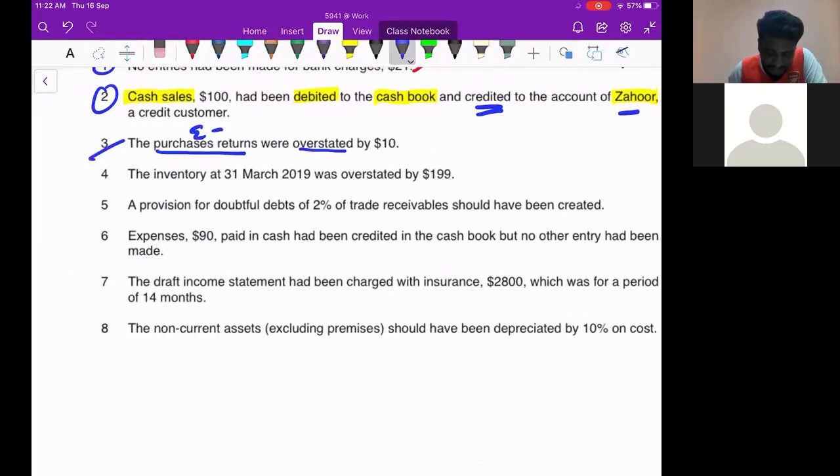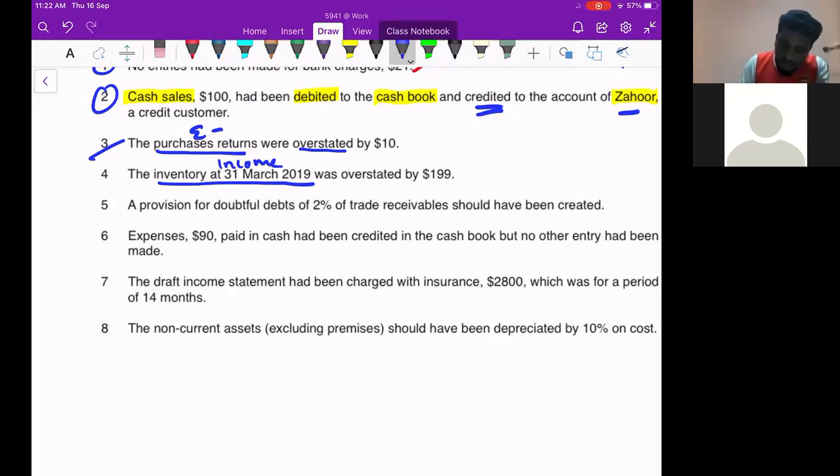The inventory. Okay, closing inventory. As I told you, is closing inventory an income or expenses? What is the effect of the closing inventory? Remember this: closing inventory is your income. Opening inventory's effect is expenses. Closing inventory effect is income.